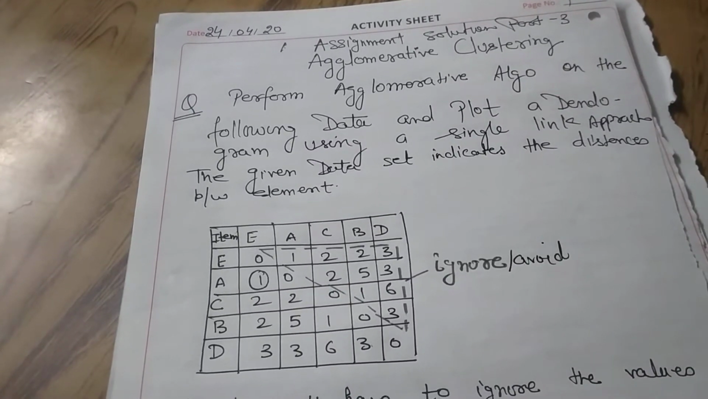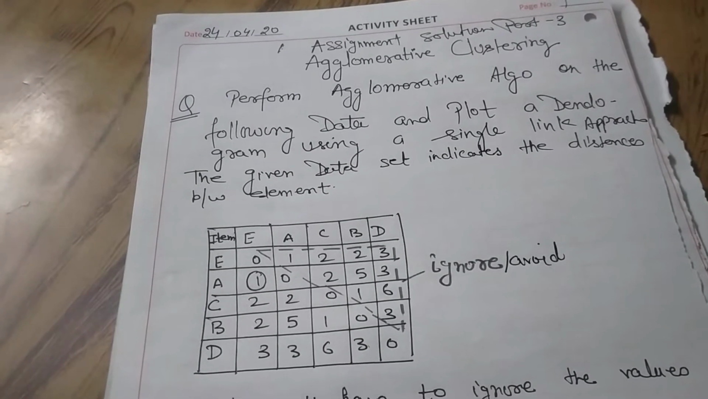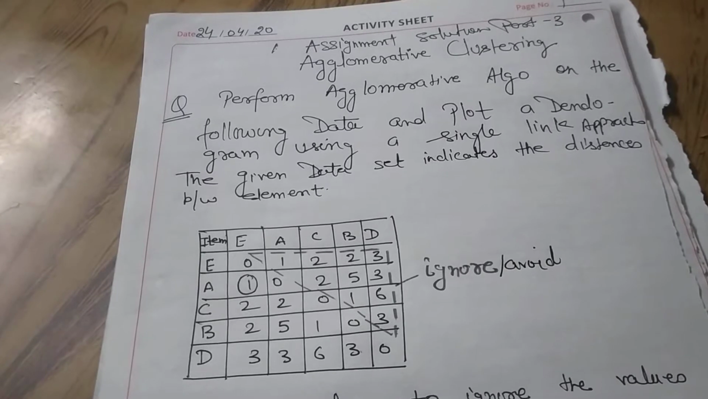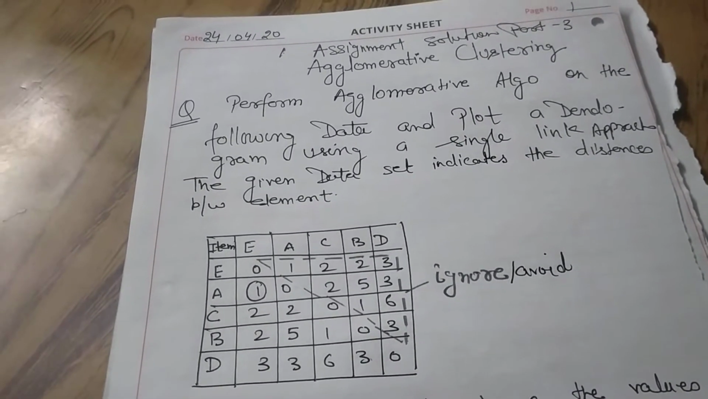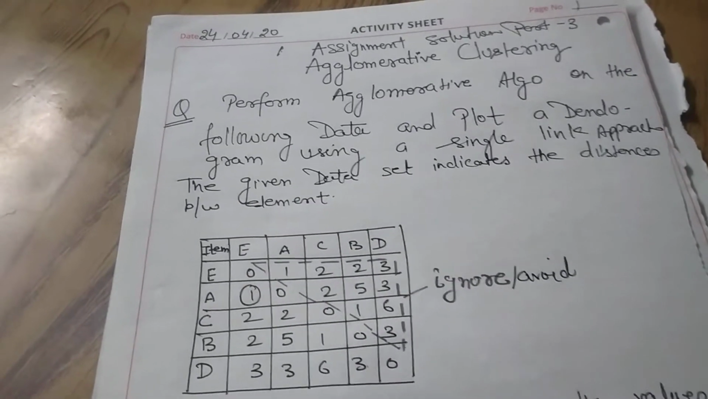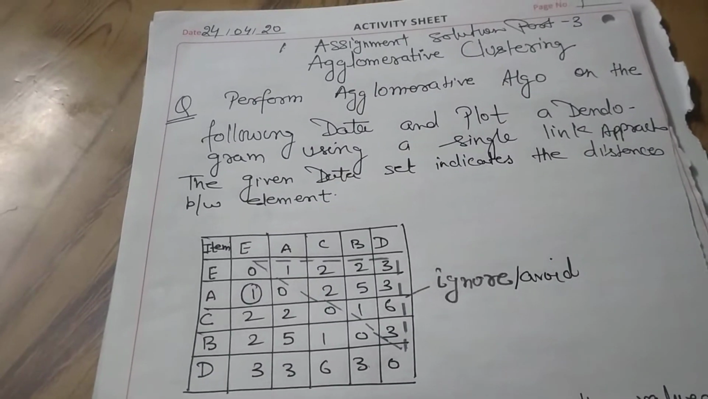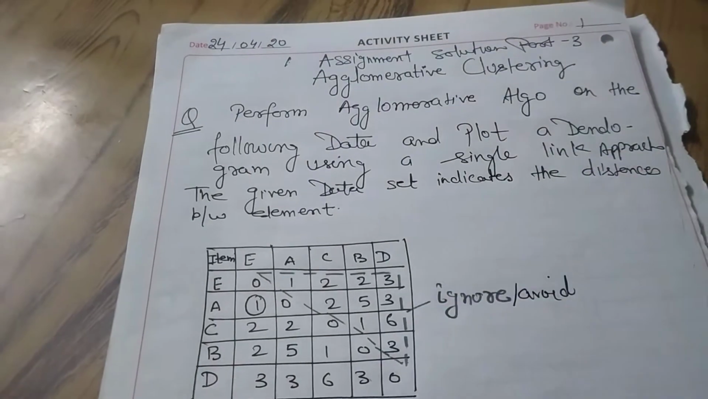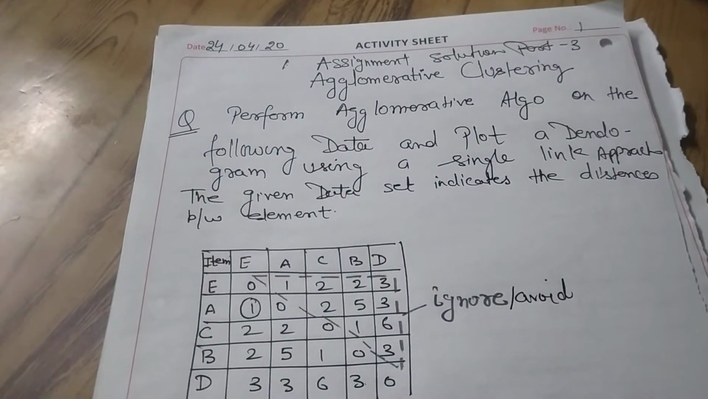Hello students, today I am going to teach you agglomerative clustering. I have given a question in your second assignment. Here I will explain agglomerative clustering with the help of an example. Here it is a university question: perform agglomerative algorithm on the following data and plot a dendrogram using a single link approach.